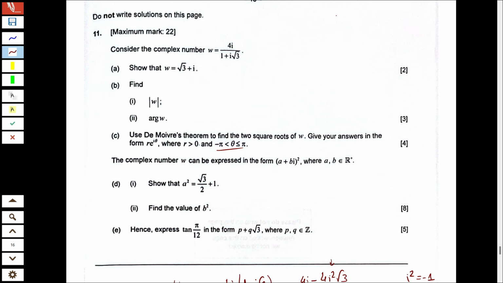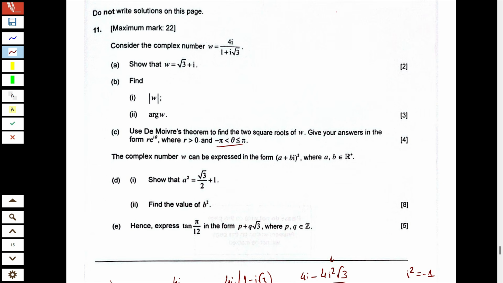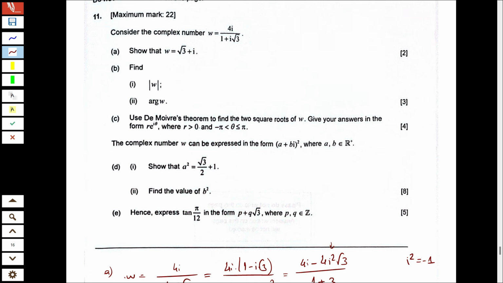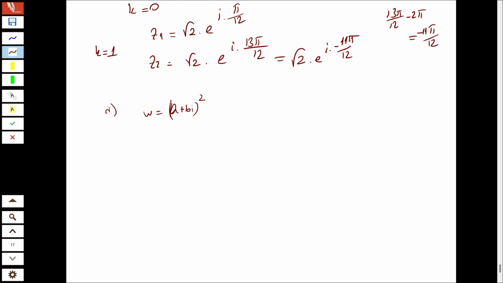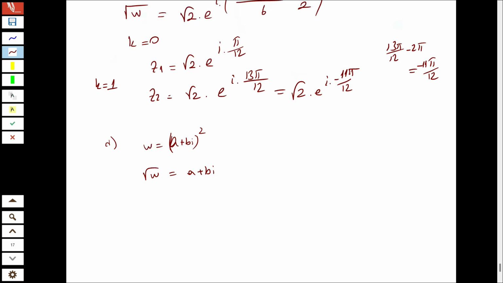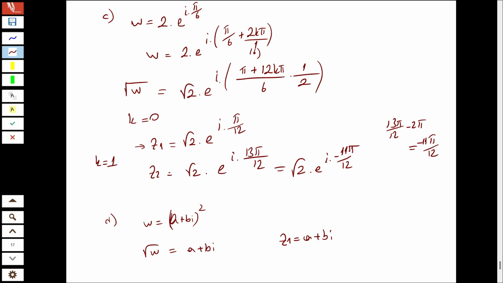Show that a square equals square root of 3 over 2 plus 1. Okay, and if w equals (a plus bi) square, meaning w equals (a plus bi) square, we can say that square root of w will be a plus bi, right? Which from here we can say that z1 actually will be a plus bi, because these are the square roots of w, and we are already talking about this, okay?